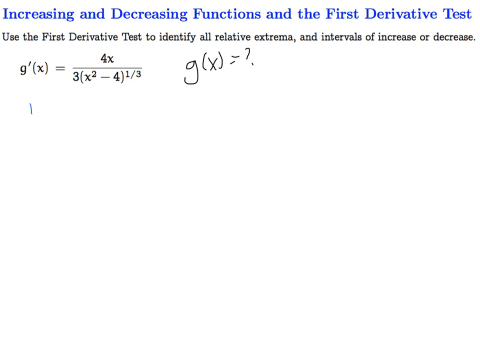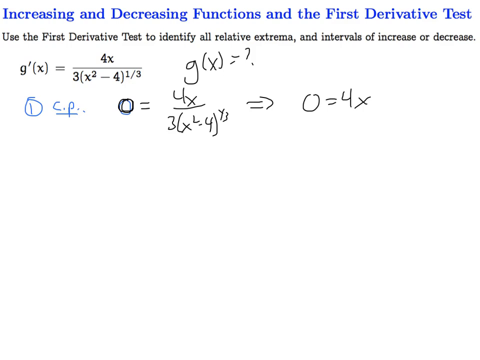So as always, step 1, I need to find my critical points, my critical numbers. So in this case, I set my derivative equal to 0. So I've got 4x over 3 times (x squared minus 4) to the 1/3. Now I'm only going to get 0 when the numerator is 0, so really what I can get away with is just figuring out where 0 equals 4x. So in this case, I get x equals 0. And this is a number that makes my derivative equal to 0.